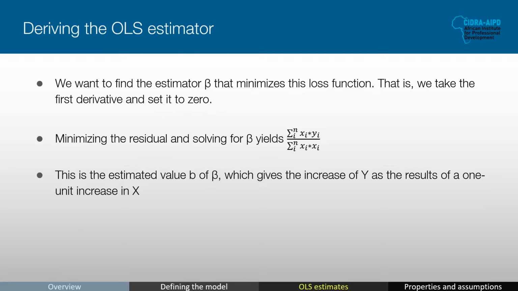This can be interpreted as the increase of y as the result of a 1 unit increase in x. So if x increases by 1, how much do we estimate y to be increasing? Note that this factor beta also can be negative, which means that if we increase x, y will decrease. But again, it will be given by the same formula.